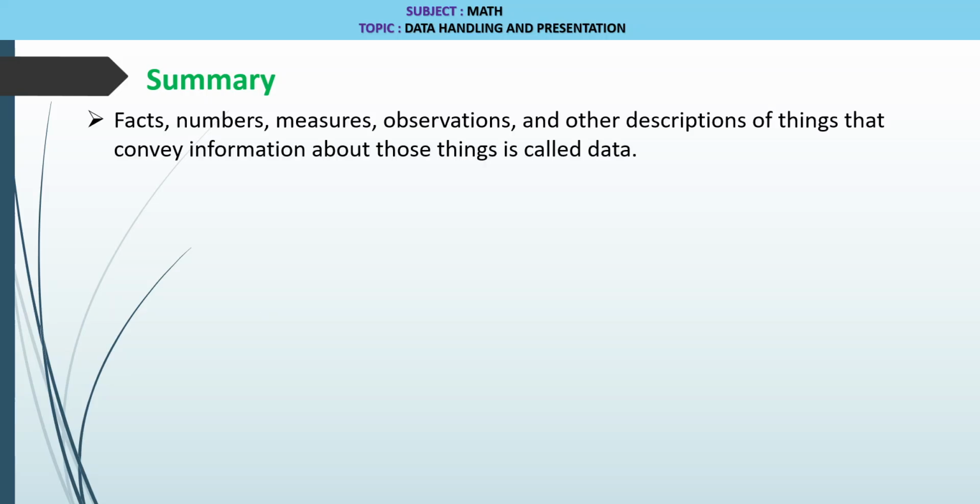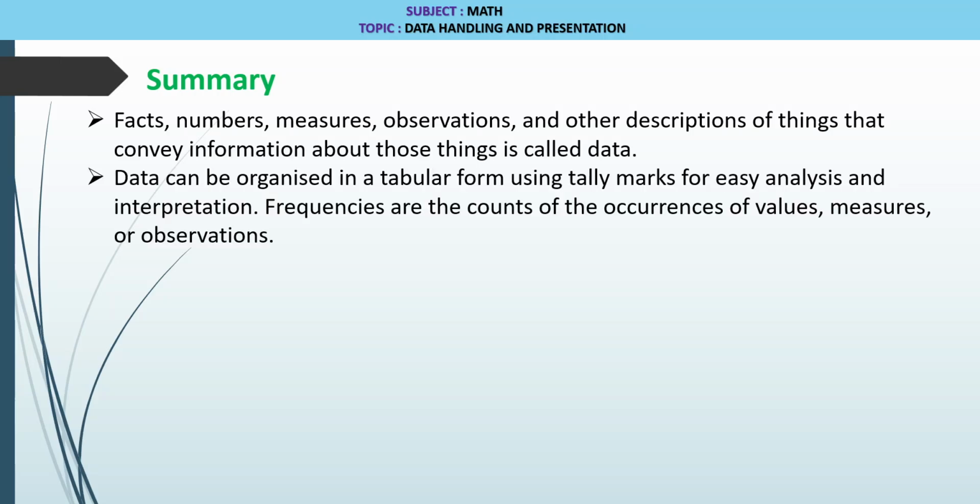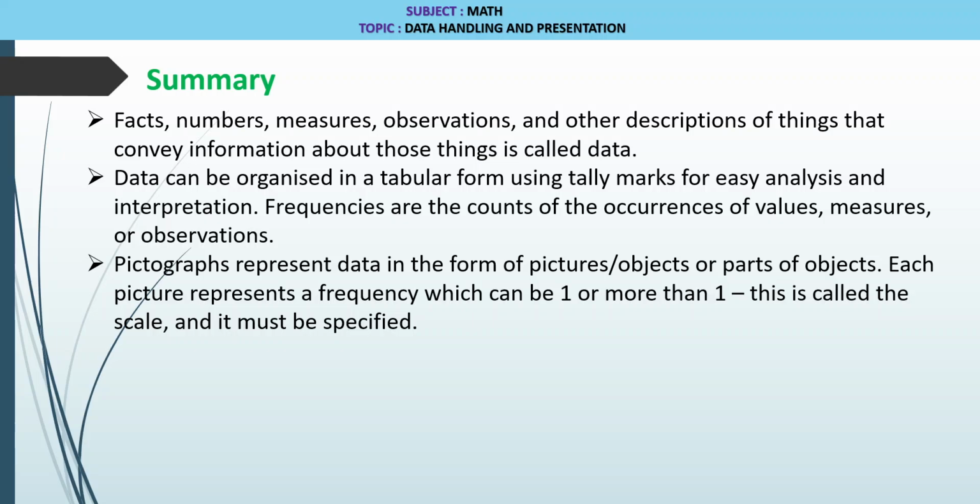Summary. Facts, numbers, measures, observations and other descriptions of things that convey information about those things are called data. Data can be organized in a tabular form using tally marks for easy analysis and interpretation. Frequencies are counts of the occurrence of values, measures or observations. Pictographs represent data in the form of pictures or objects. Each picture represents a frequency, which can be one or more than one. This is called a scale and it must be specified.